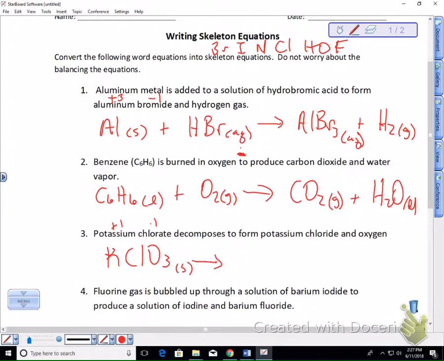We're not told anything about this being a solution or with water. We don't know that this is an aqueous environment, so we're going to assume it's not. So solid. It forms potassium chloride, so that's going to be KCl. Again, no water environment here, so this ionic compound would be solid. And then oxygen gas again, which we're learning is O2, not just O. So that's that one.